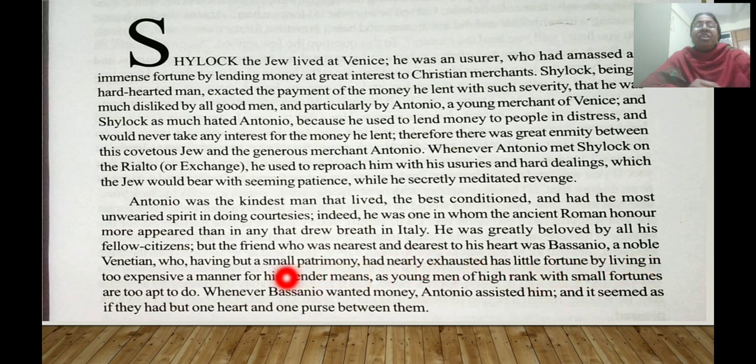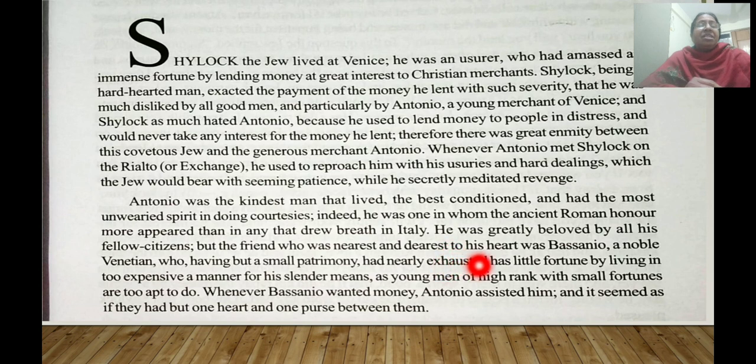A noble Venetian. So Bassanio was a Venetian also, who having but a small patrimony had nearly exhausted his little fortune by living in too expensive a manner for his slender means, as young men of high rank with small fortunes are too apt to do. So here we get the characteristic of Bassanio in this sentence.